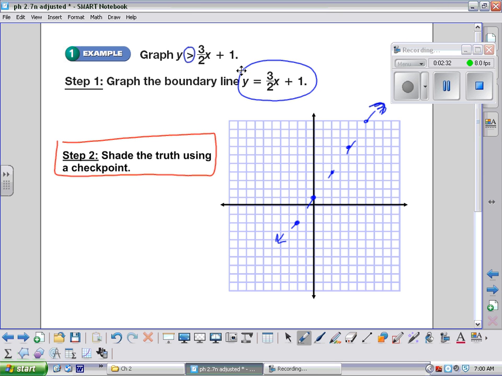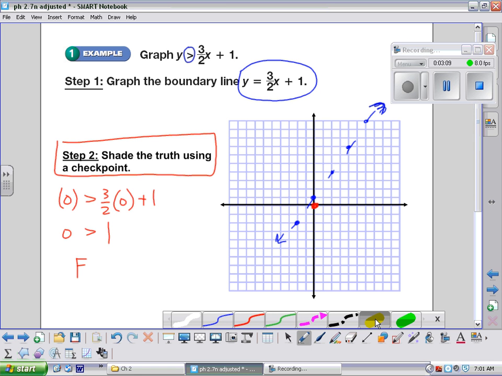So 0, 0. I'm expecting that to be false. I'm going to plug in 0 for y, use my parentheses, greater than 3 halves times 0 plus 1. Let's see, 3 halves times 0 is 0, plus 1. Is 0 greater than 1? Well, no, it's not. So false. This point 0, 0 is false. See that nice big red dot there? That means none of those points on that side of the line are true. So I have to go to the opposite side and shade thusly.